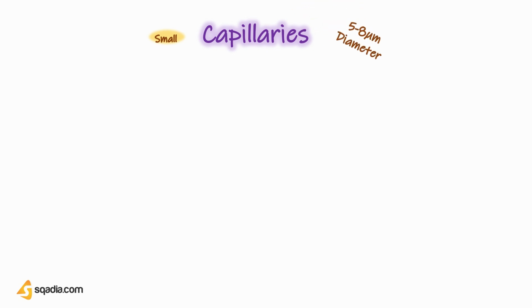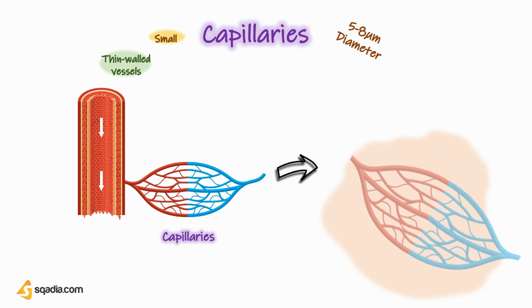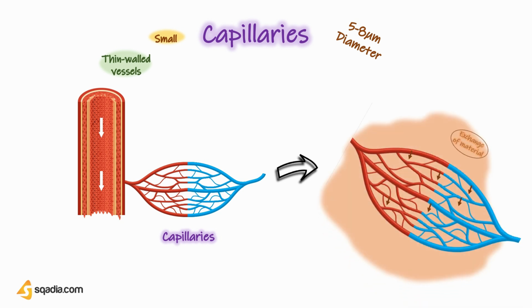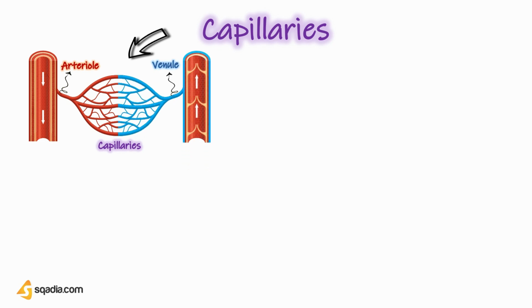Capillaries are small, thin-walled vessels having a diameter of about 5 to 8 micrometer. Capillaries are functionally very important because the exchange of materials between the blood and the tissues occurs through these vessels. Capillaries are the smallest diameter blood vessels which connect the smallest arterioles to the smallest venules.